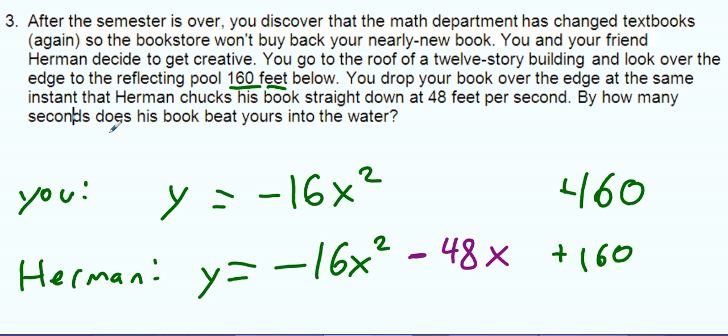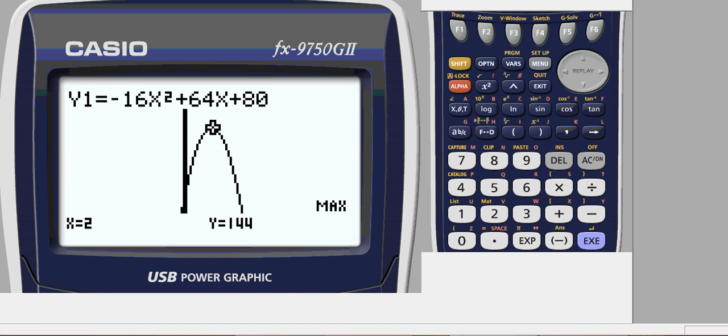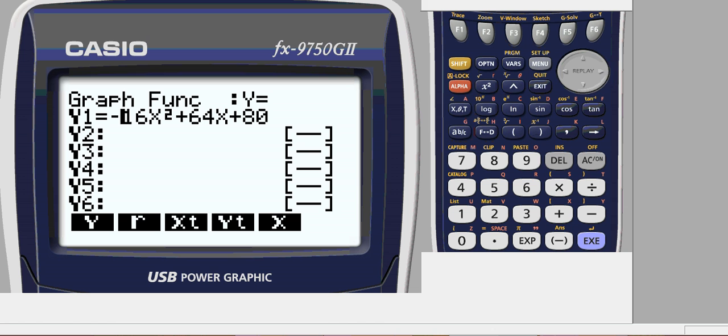And it's looking for when it hits the water, or the ground in this case. Water specifically. It's kind of like the ground, so we're looking for the x-intercepts. So we can type in both of these at the exact same time. Negative 16, and then there's no velocity for u, and the height was 160.